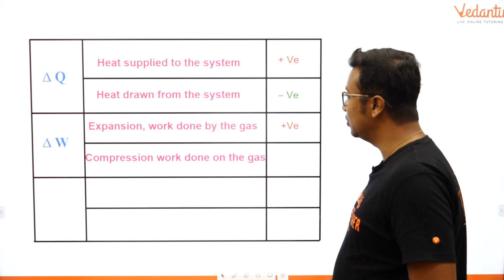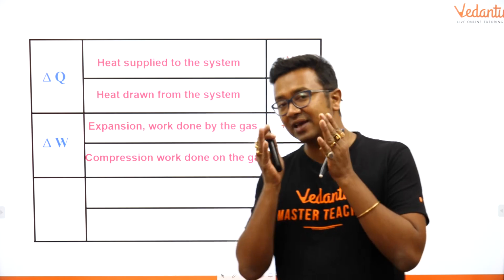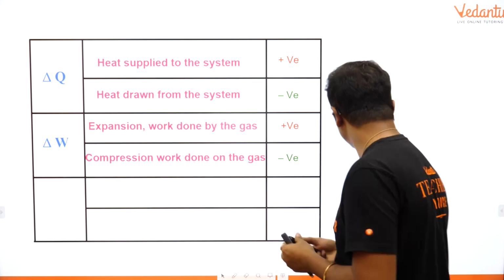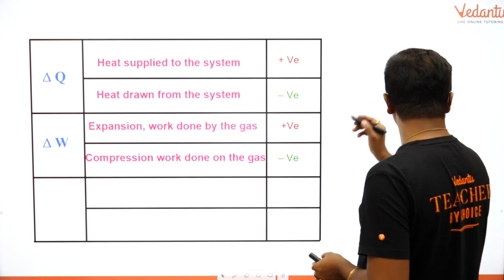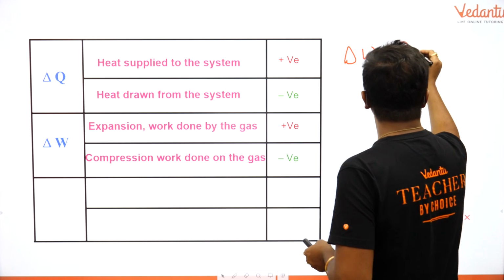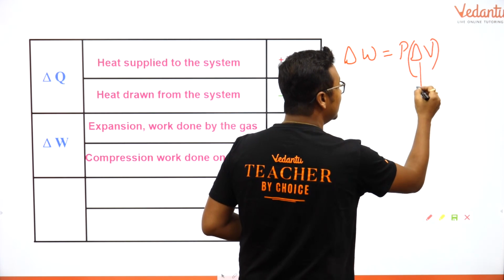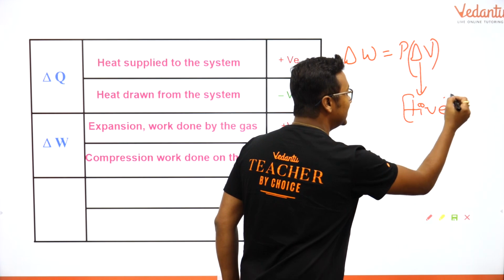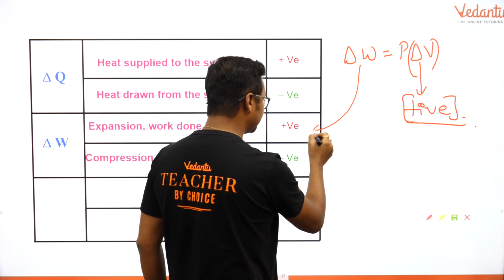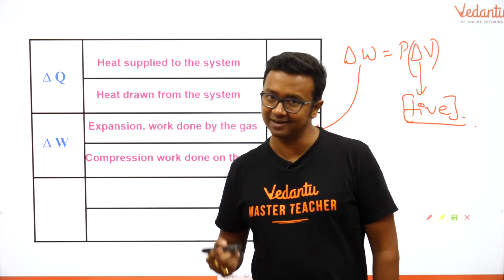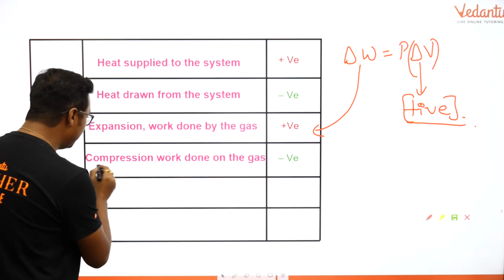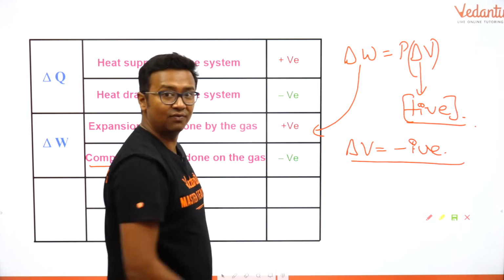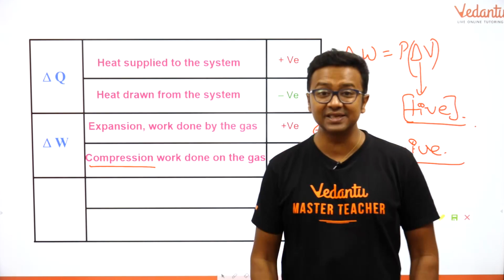Next, delta W. If expansion has taken place, then the work is being done by the gas. We know the work done, delta W, was equal to P delta V. In case expansion has taken place, then delta V will be positive, right? If delta V is positive, then the work done will be positive, that is, expansion has taken place. And in case of compression, delta V will be negative, as a result of which the work done will be negative. All right, students, simple explanation.